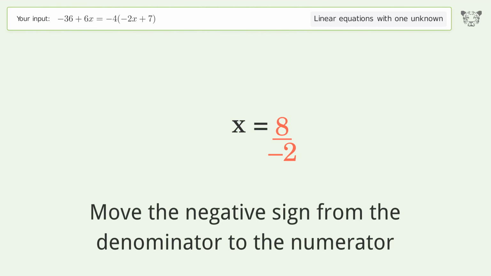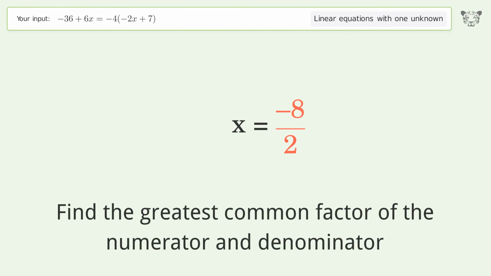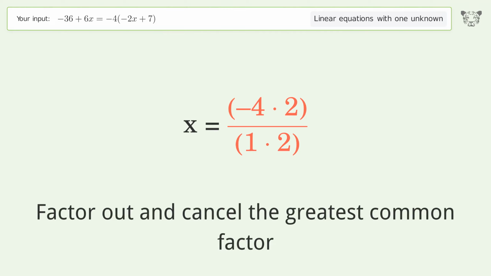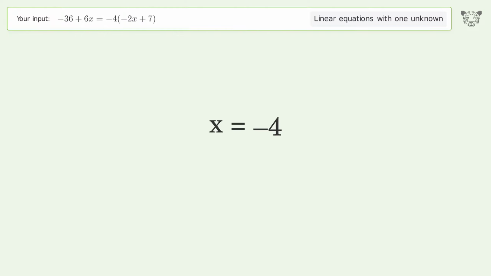Move the negative sign from the denominator to the numerator. Find the greatest common factor of the numerator and denominator. Factor out and cancel the greatest common factor. And so the final result is x equals -4.